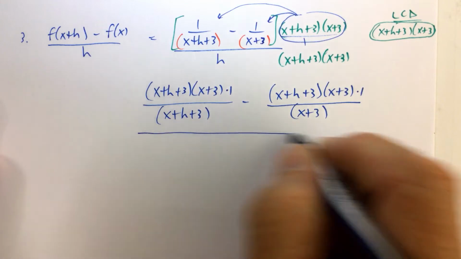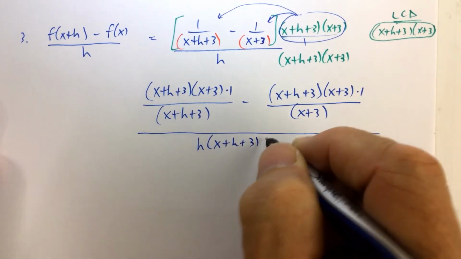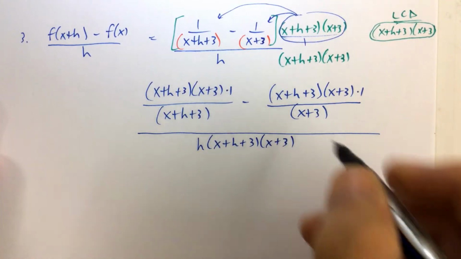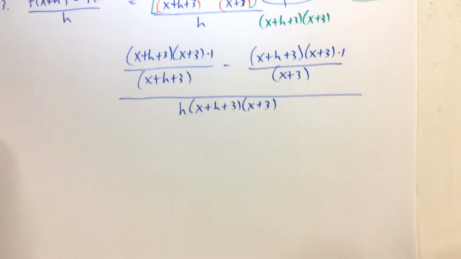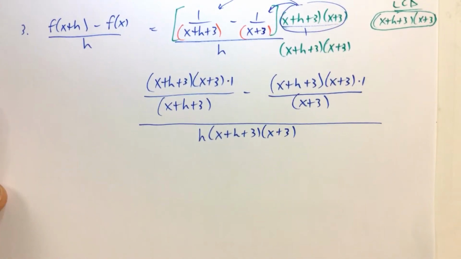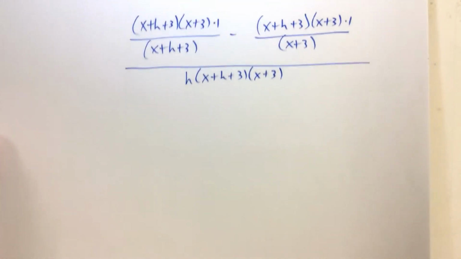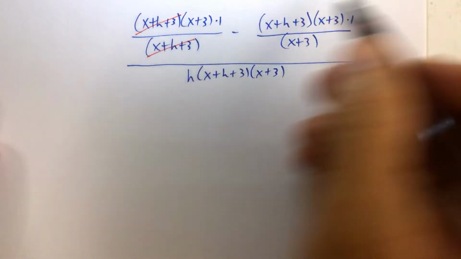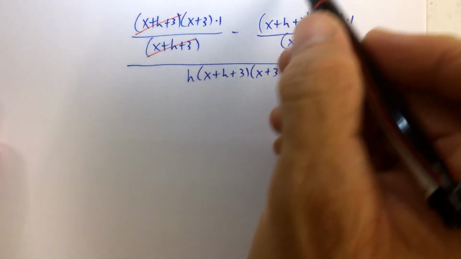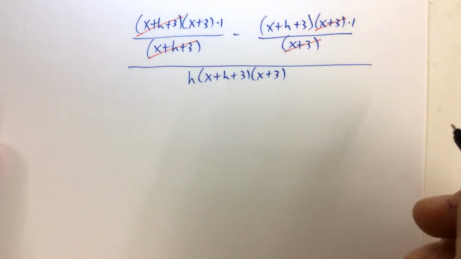Now, that's all over, keep in mind, h times x plus h plus 3 times x plus 3. Now, don't you dare multiply that out, because it's going to come in handy that it's all factored. You're going to do a lot of work if you multiply that out and have to factor it again. So once we get to this step, we are going to go ahead and cancel the like factors. That's why we do the original step of multiplying both top and bottom by this lowest common denominator, because these denominators are going to cancel out.